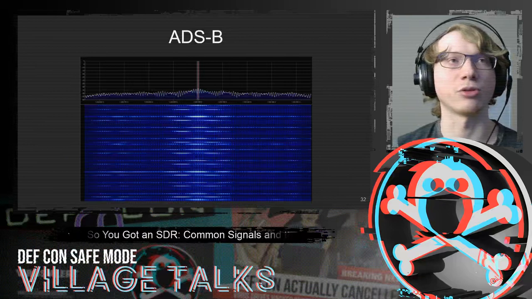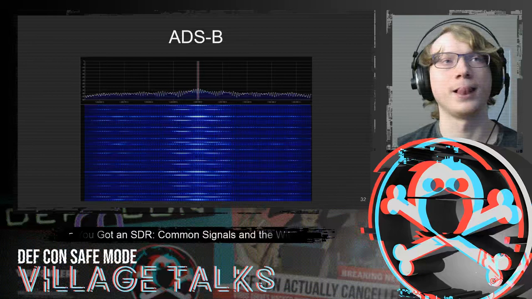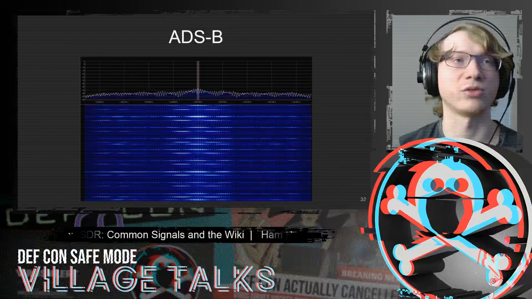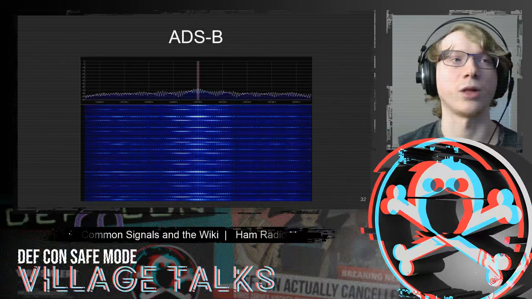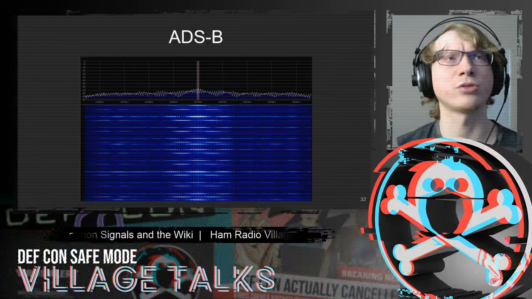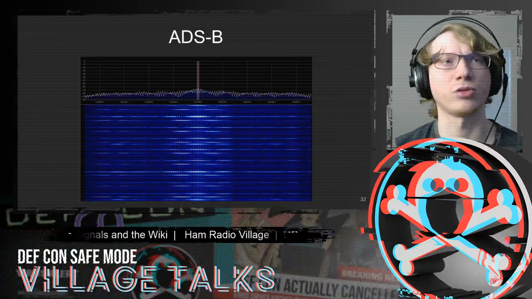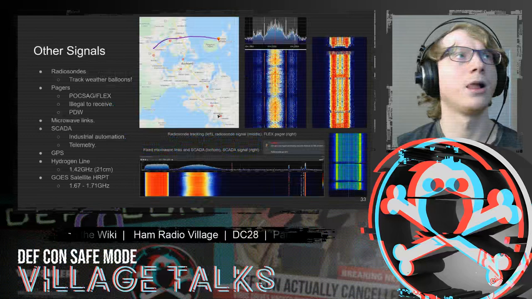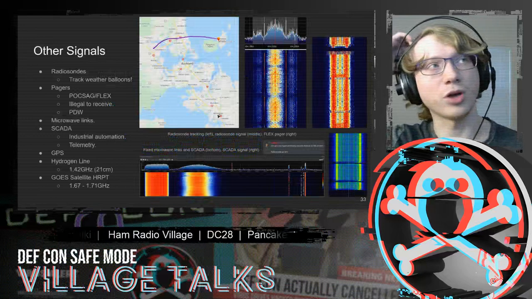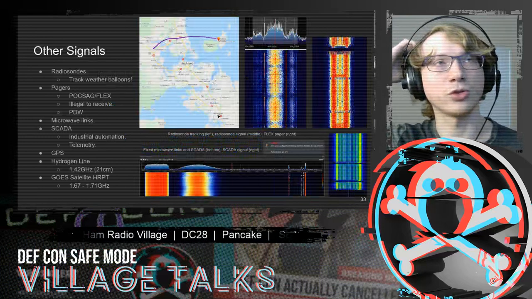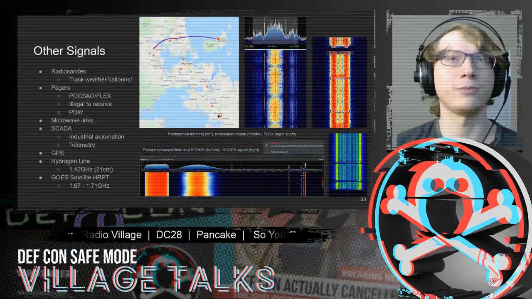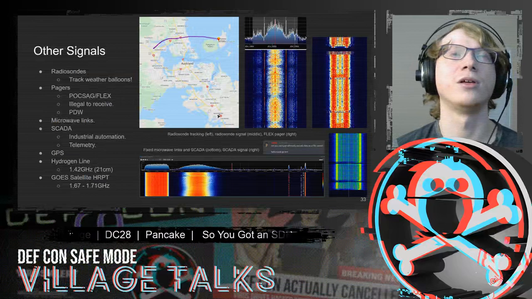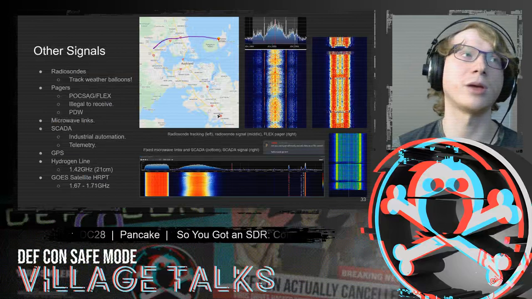But again, this is another signal type where you could do an entire talk, and people have done entire talks on ADS-B because it is incredibly complicated and there's a lot to do with it. This signal is actually of the interrogator signal, which is sent out from airports, I believe. Other signals in UHF, you got radiosondes, which are your weather balloons, and you can track these. The top image there shows the tracking, and the middle one is the actual signal itself, or one of the types of signals.